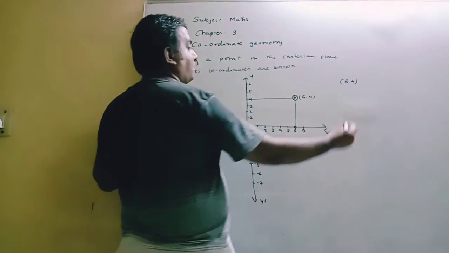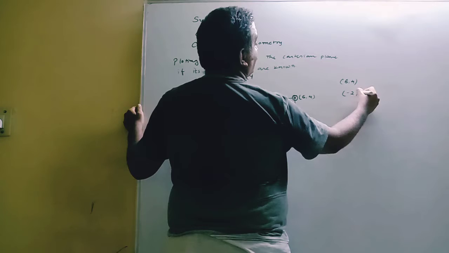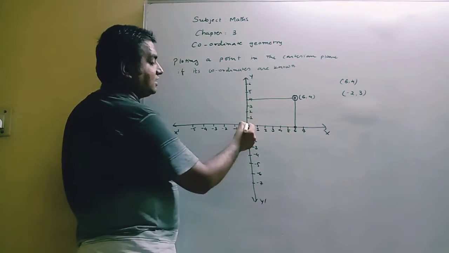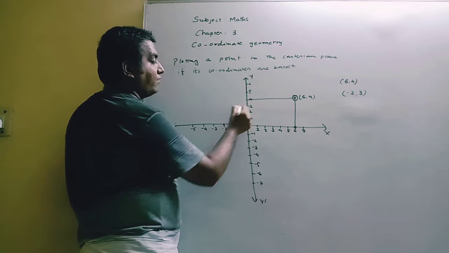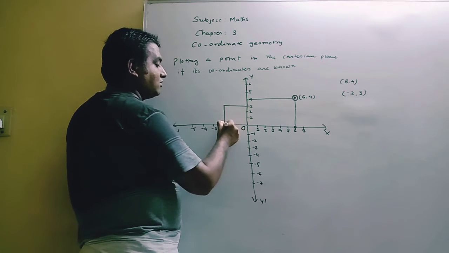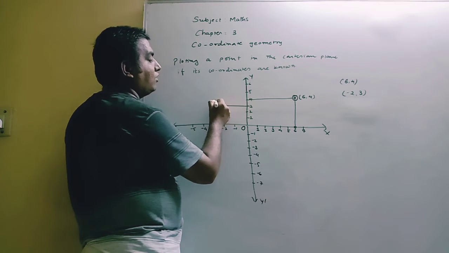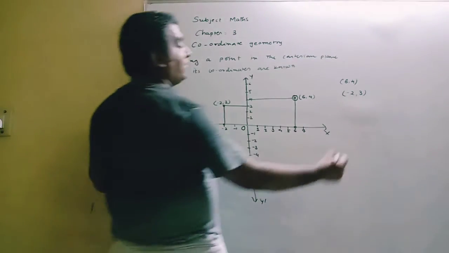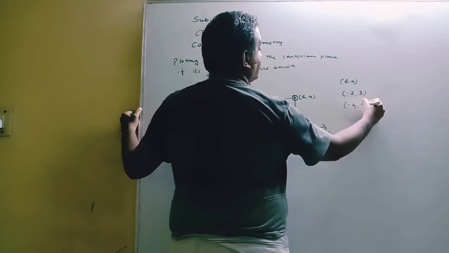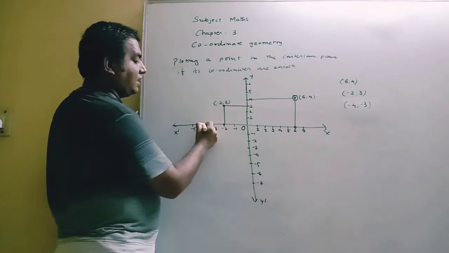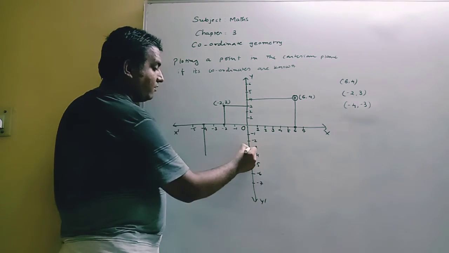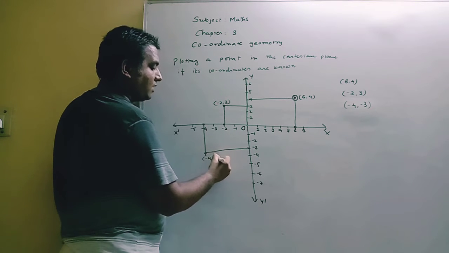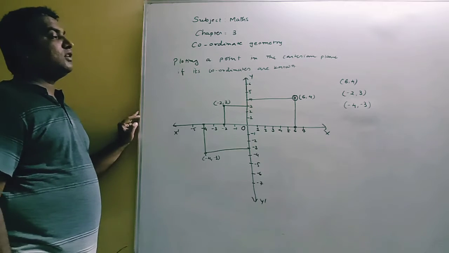Suppose we want to mark the point minus 2, 3. So x is minus 2 and y is 3. So x is in the negative direction, minus 2, and y is 3. Like this way from both points we draw the perpendiculars, where they meet, that point is minus 2, 3. Suppose we are given the point minus 4, minus 3. So x and y both are negative, x is minus 4 and y is minus 3. From that we draw, and this is minus 4, minus 3. So like this we can mark the points.